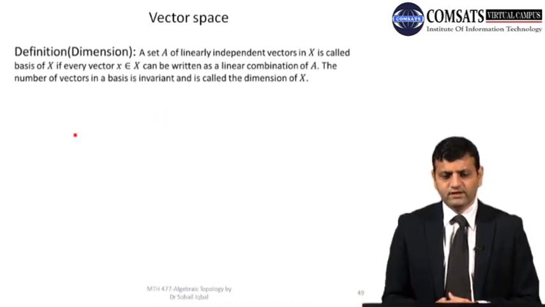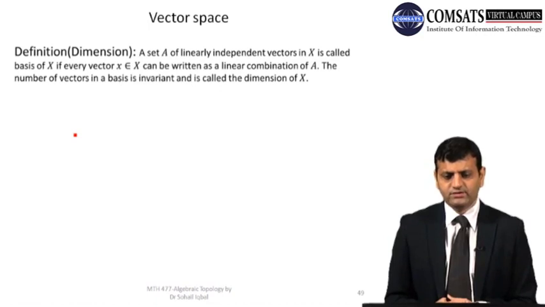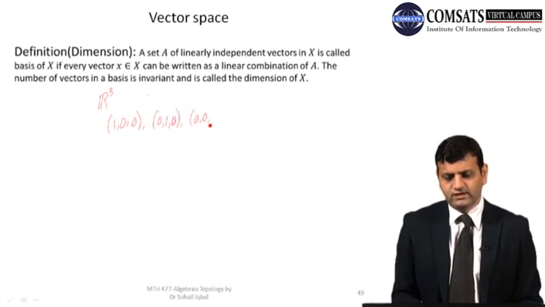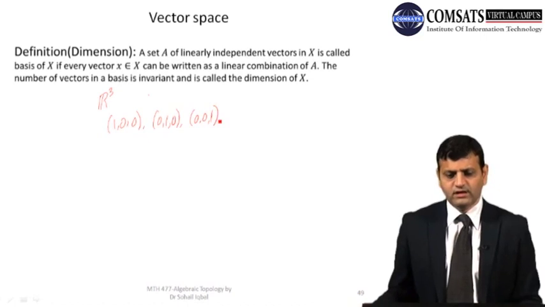So a set of linearly independent vectors is called basis of X if every element of X can be written as a linear combination of A. So the number of elements in a basis is invariant and is called the dimension of X. So for example, if I take R3, then every element of R3 can be written as a linear combination of these three elements. So we can say that these three elements form a basis of R3, and since there are three elements, the dimension of R3 is 3.